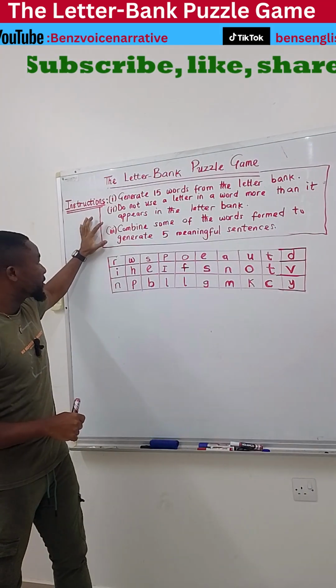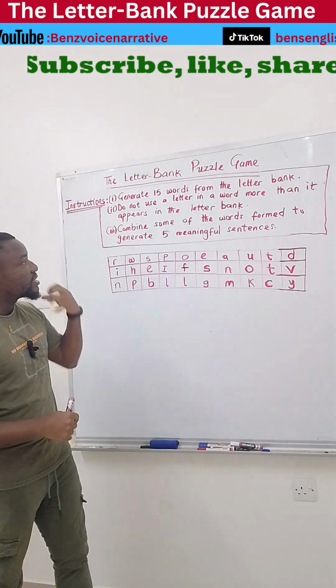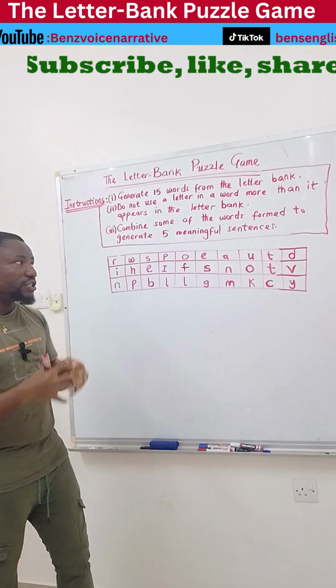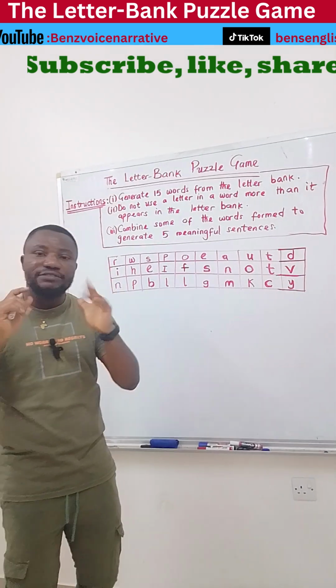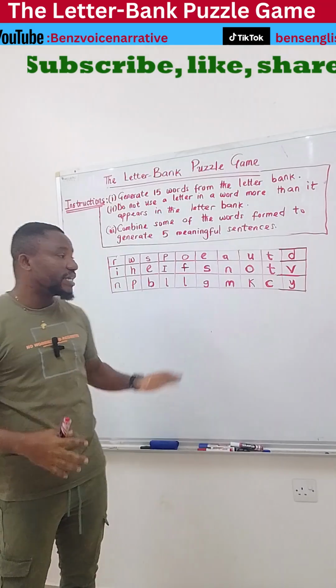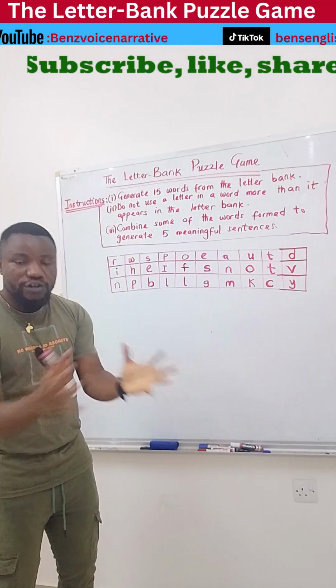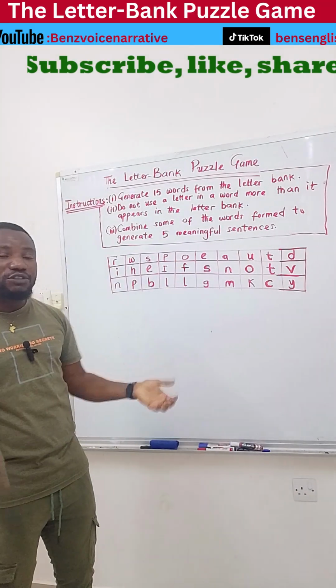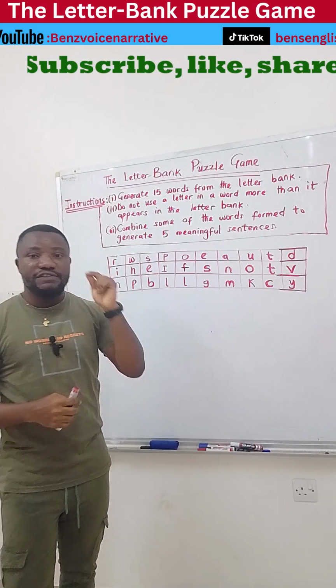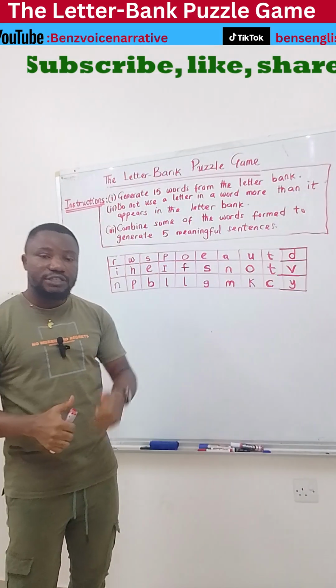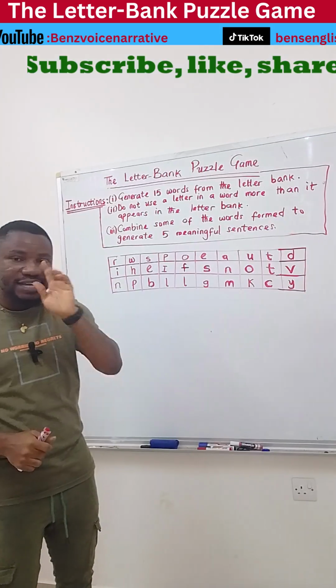Finally, the last instruction says that you're going to combine some of these words formed to generate 5 meaningful English sentences. So just 5 sentences from the 15 words that you must have generated from this bank. I don't know if this instruction is clear. If it's clear, kindly write in the comment section. Just write clear in the comment section.